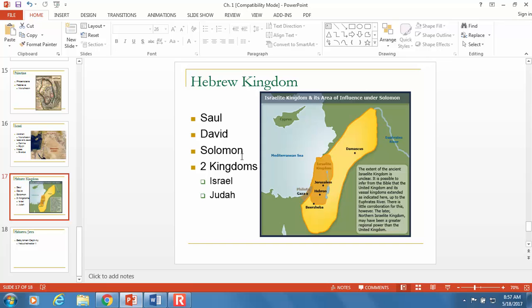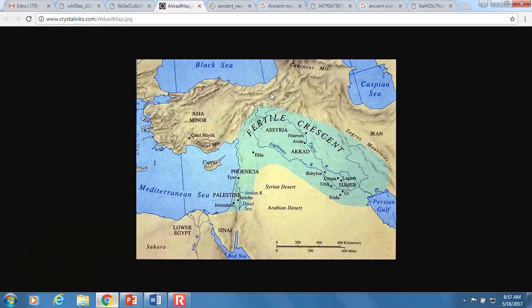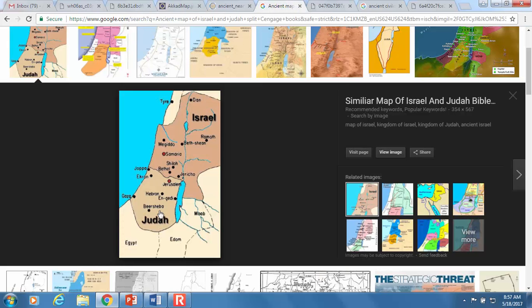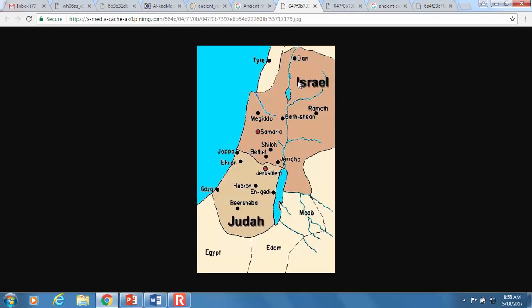But what happened was that after the death of Solomon, the Hebrews split. The Hebrew kingdom split into two kingdoms. Put that in your notes. You had a kingdom to the north, and the kingdom to the north was known as Israel. And then you had a kingdom to the south, and the kingdom to the south was known as Judah. Once again, north is Israel, and south is Judah.